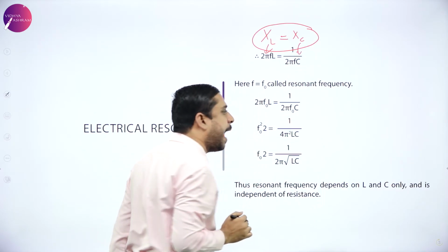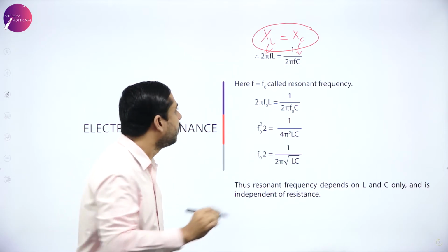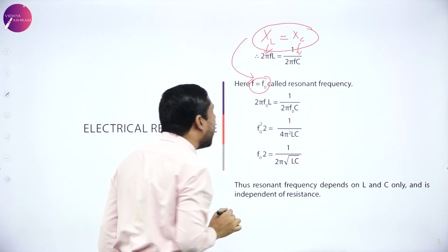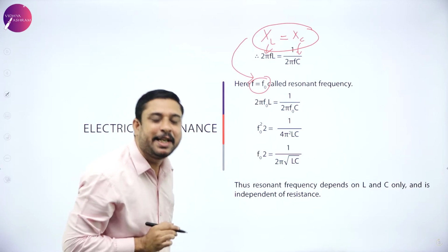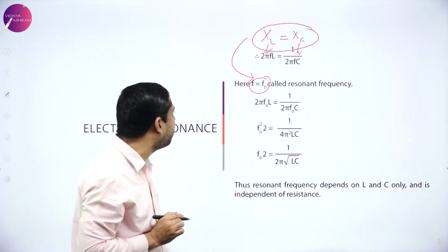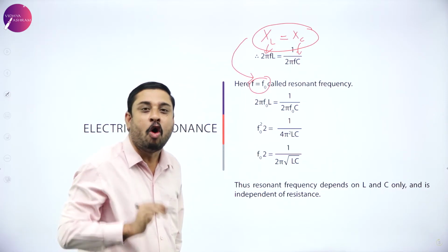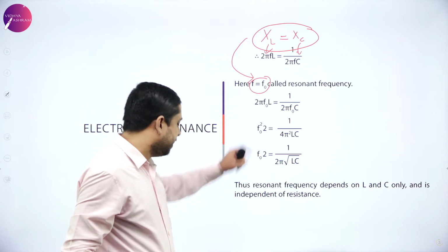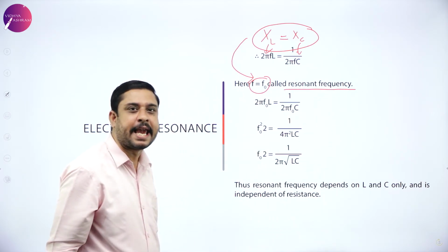XC is 1 by 2 pi FC, or 1 by omega C. Now what should happen to this F? The moment XL becomes equal to XC, the moment you say electrical resonance is achieved, F should be equal to F naught. Only when there is F naught, resonance is achieved.